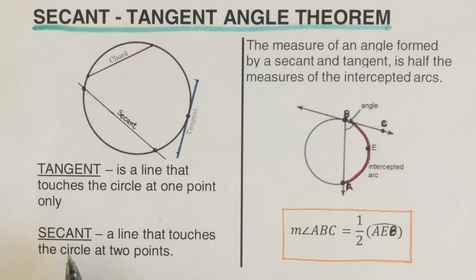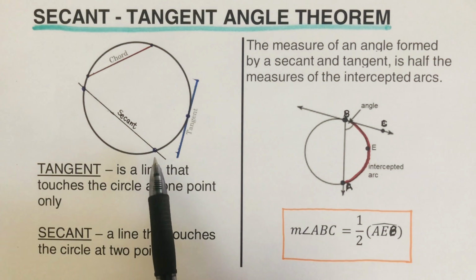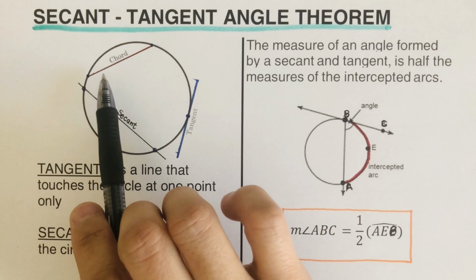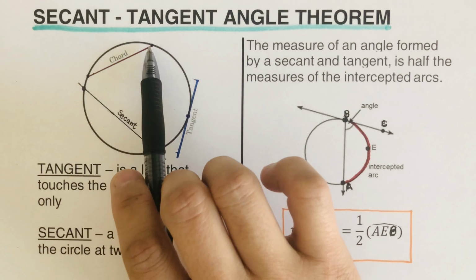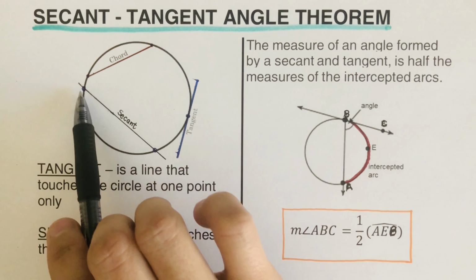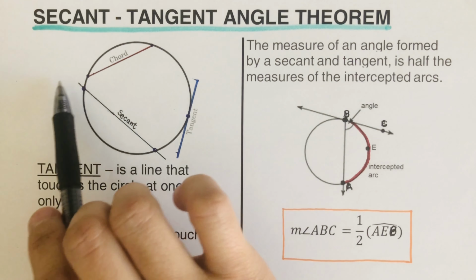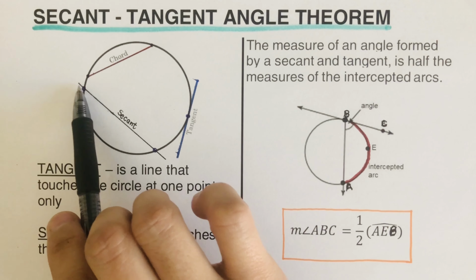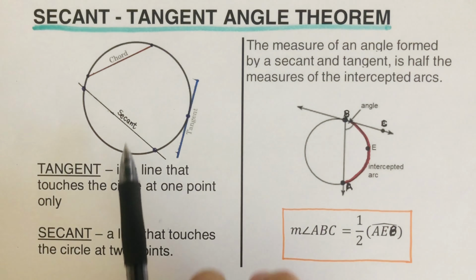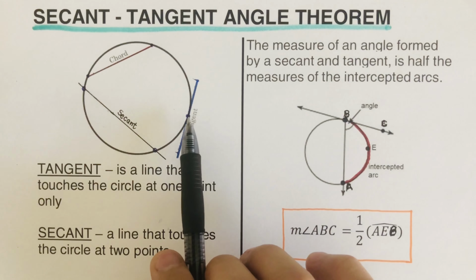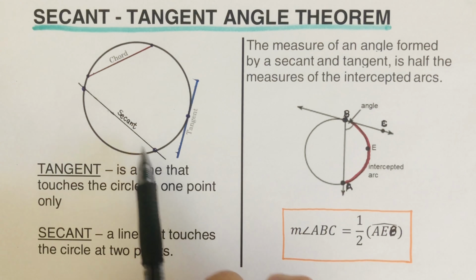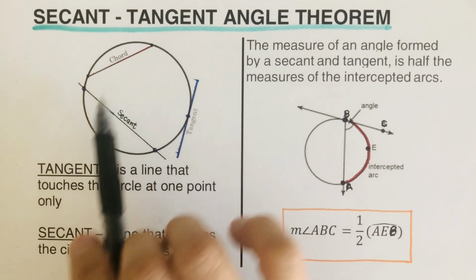Now, a secant is a line that touches the circle twice. To make a difference between a secant and a chord: a chord stops on the circle, it doesn't go through the circle, but the secant will go through the circle. So the line will extend out of the circle. That's the difference between a secant and a chord. And the difference between a tangent and a chord is that a tangent touches only at one point, a secant touches at 2 points, but to make a difference with a chord, it goes through.